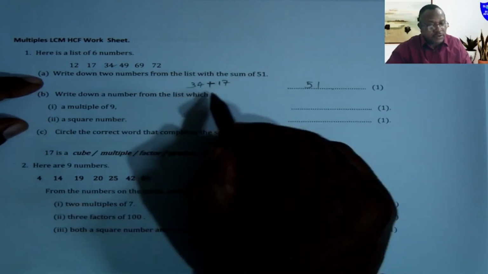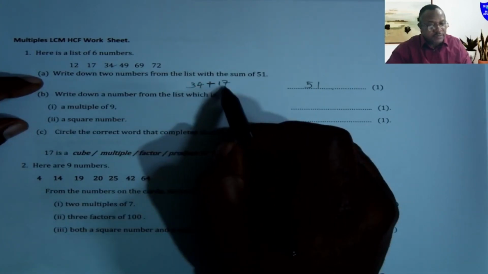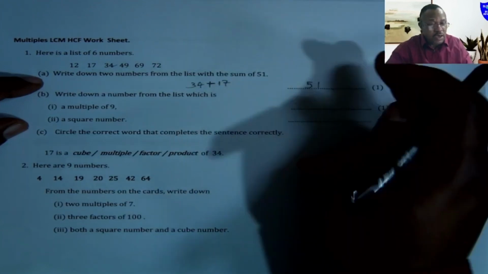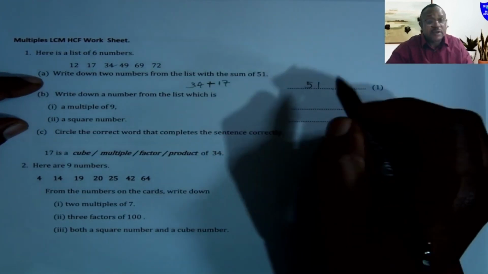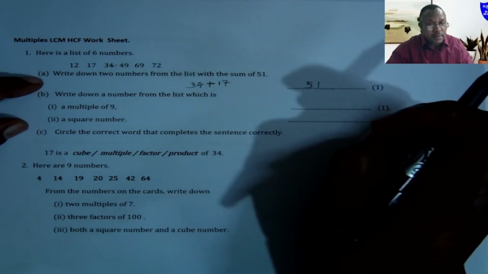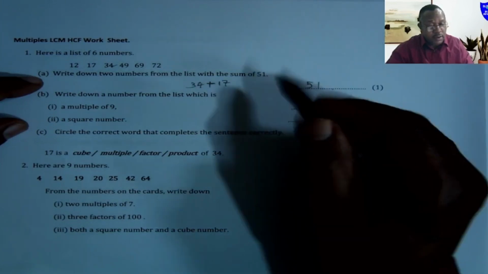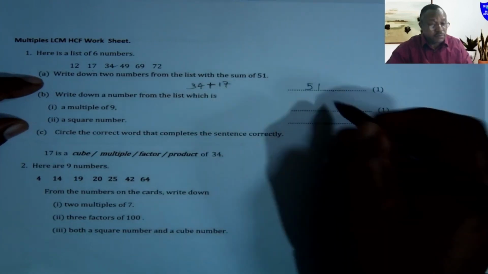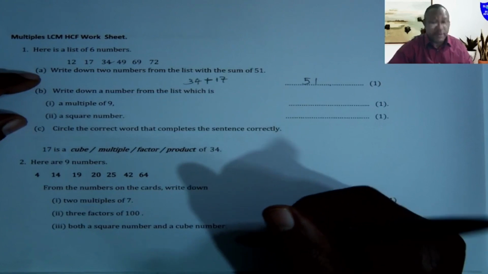Okay, because 4 plus 7 gives us 11. We put 1, and then we keep 1. Then 1 plus 3 is 4, plus that 1 gives us 51.